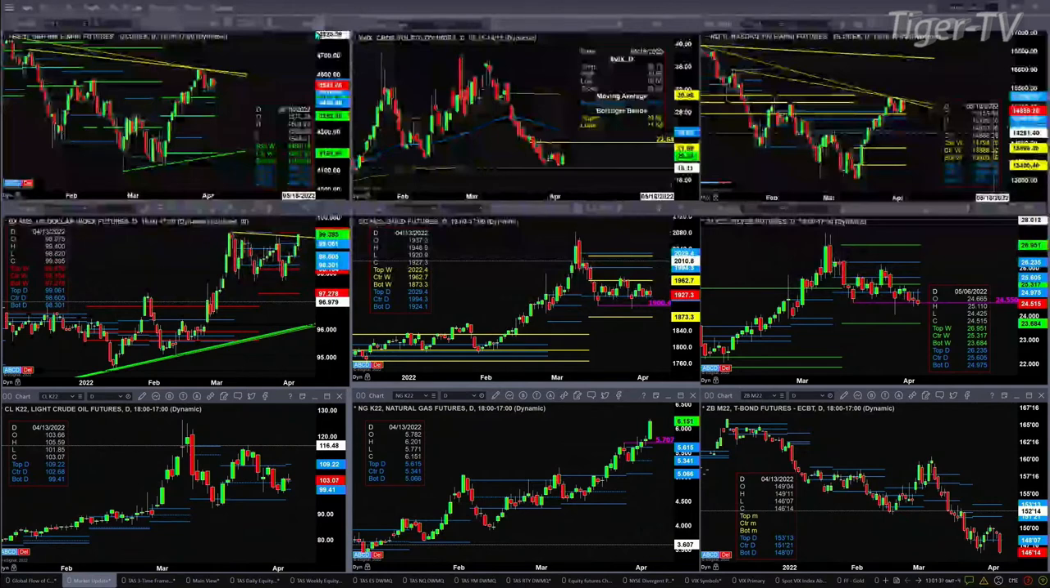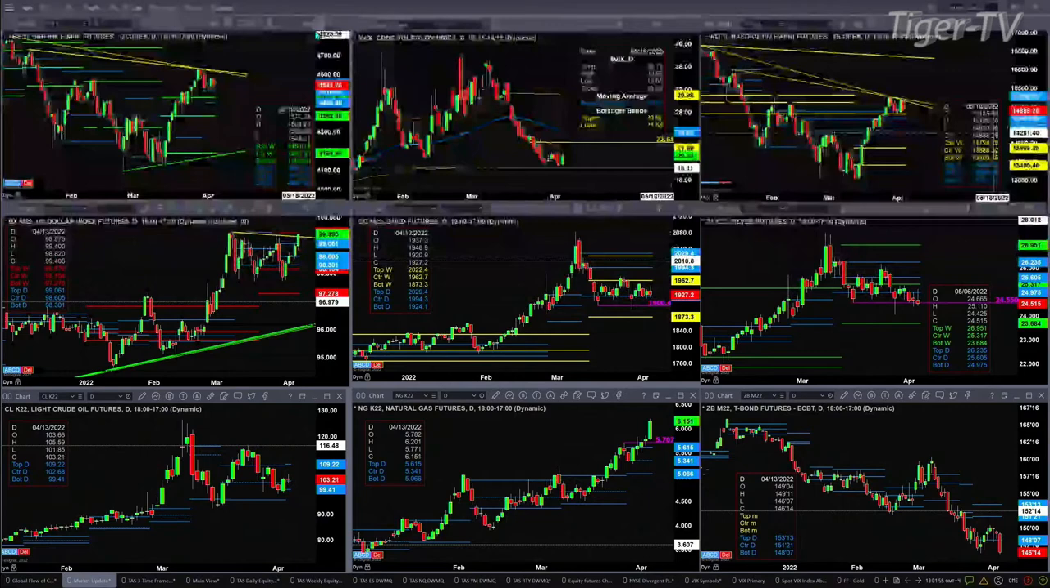The NQ running into resistance. That's its descending trend line. And watch the price level 15268. That's the top of its daily profile. If price closes above that, then the signal that we've got out here is really kind of a neutral signal. U.S. dollar index is targeting the top of its weekly profile, and that's at the 99.47 level.